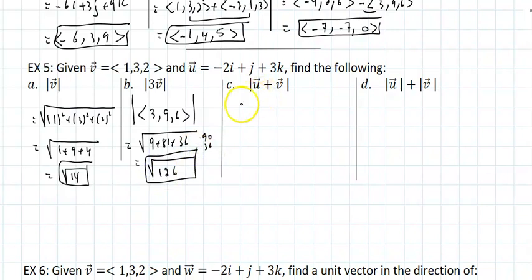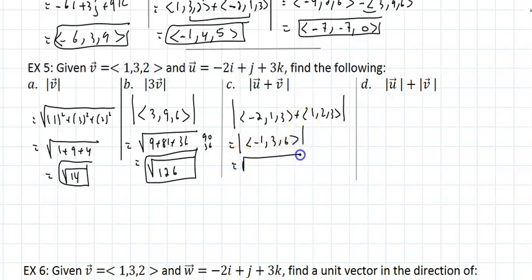The magnitude of u plus v, well, you need to add those first. U is actually negative 2, 1, 3, plus 1, 2, 3. Addition is commutative still in vector land, so that is negative 1, 3, and 6. And the magnitude of this would be the square root of negative 1 squared plus 3 squared plus 6 squared, which is the square root of 10, 16. That would be a 4.